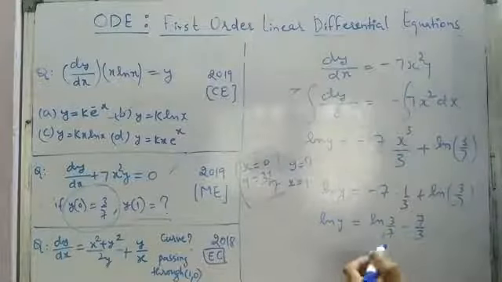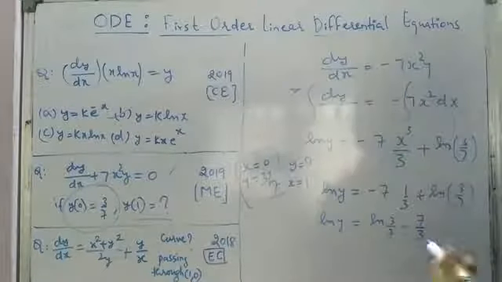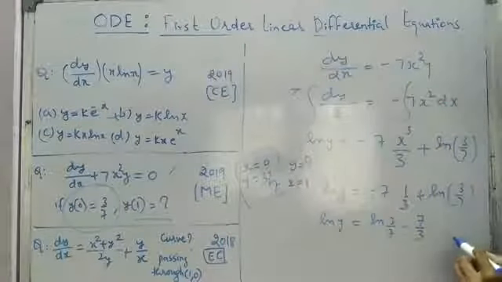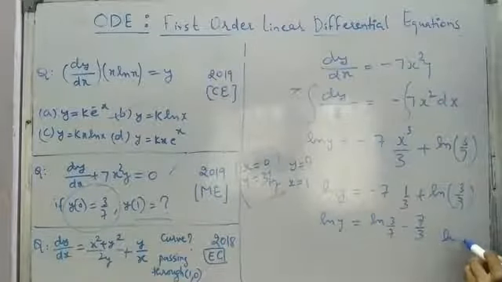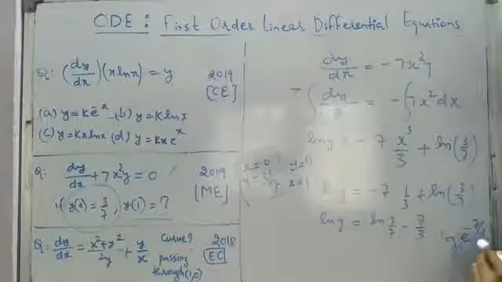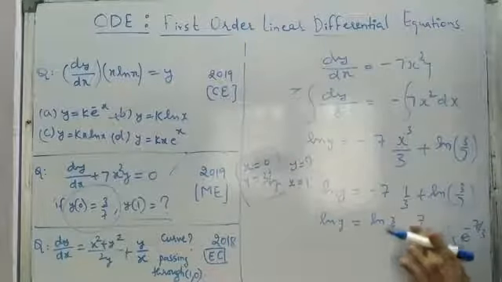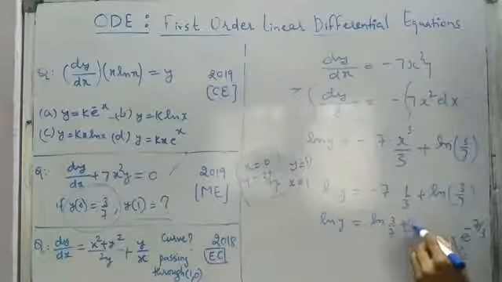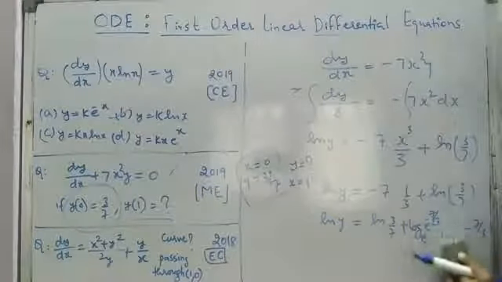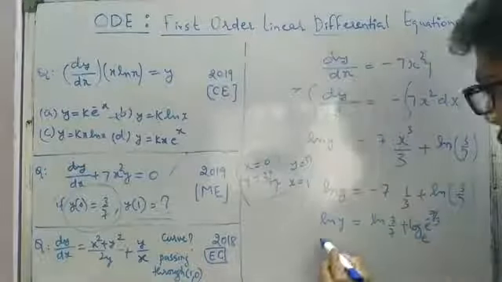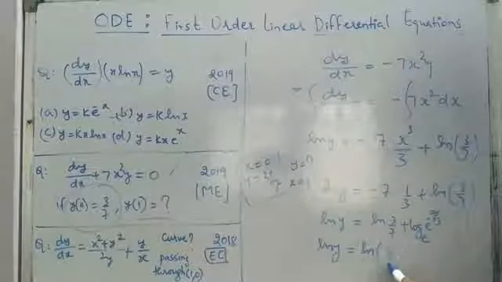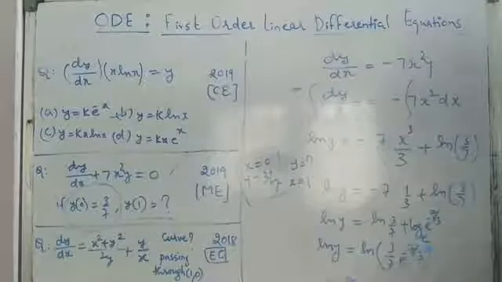To make use of the logarithmic property, we should write this in terms of ln. So instead of minus 7 by 3, I will write it as ln e power minus 7 by 3, right? So this is nothing but log base e, and e gets cancelled, this will be minus 7 by 3. So this minus 7 by 3 we write as plus log base e power minus 7 by 3. Okay, so now we can make use of the logarithmic property, ln a plus ln b is equal to ln ab. So this is nothing but 3 by 7 e power minus 7 by 3, and now we can compare directly.